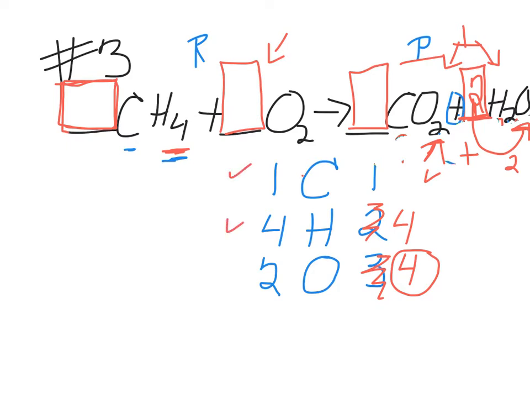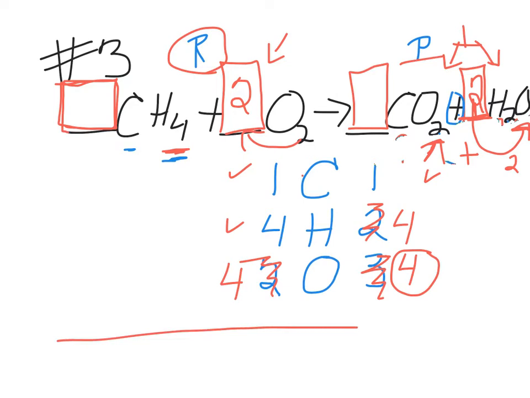So you're going to go back to the reactant side. 2 times what will give me 4? That's right, a 2. 2 times 2 gives you 4. Now is everything equal? Yes. So now what are my coefficients? Remember, if we didn't do anything, it's a what? It's a 1. 1, 2, 1, 2.